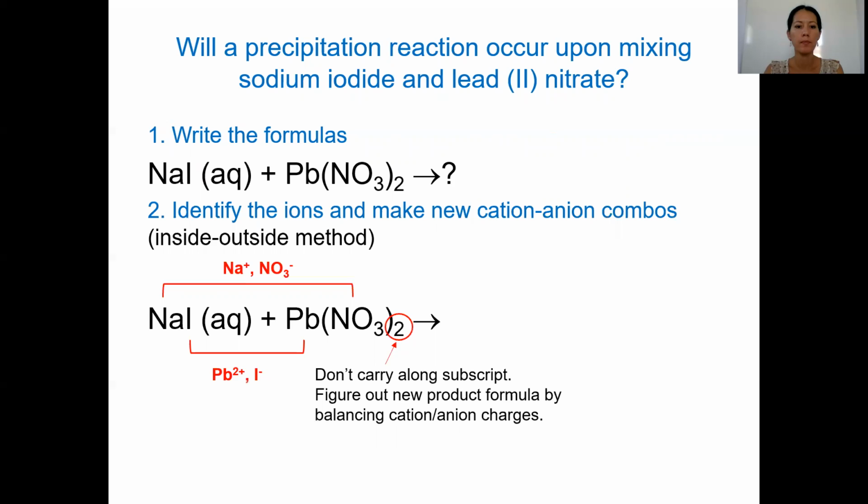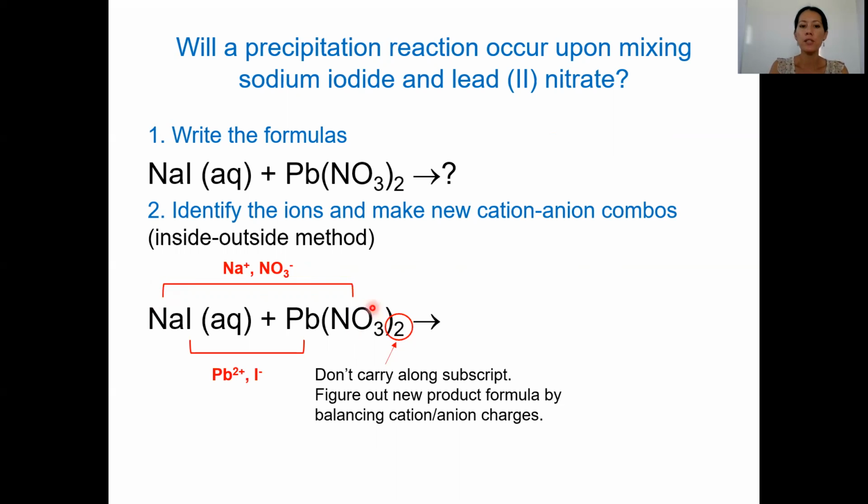So notice what I did. Here's my inside tip, guys. I recommend doing these lines and writing the cations, lead 2+ and I-. Up here, sodium plus and nitrate minus. Notice I didn't carry the 2.